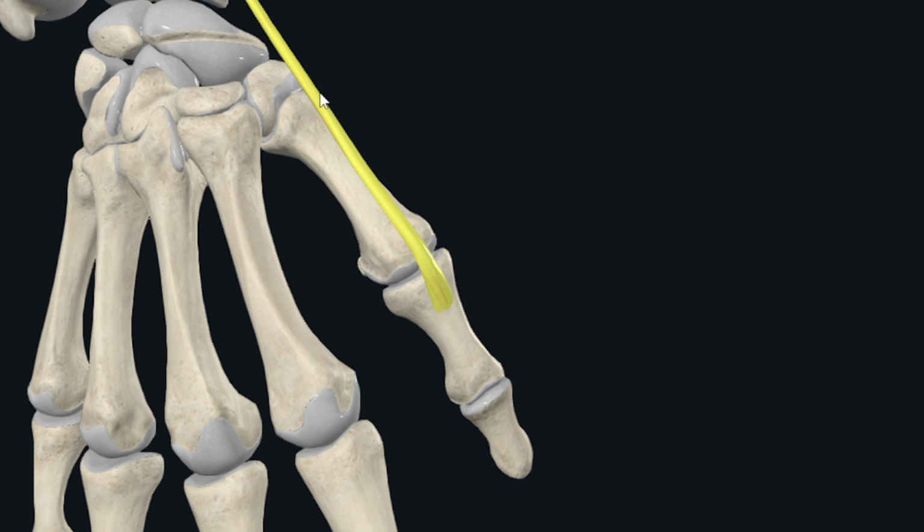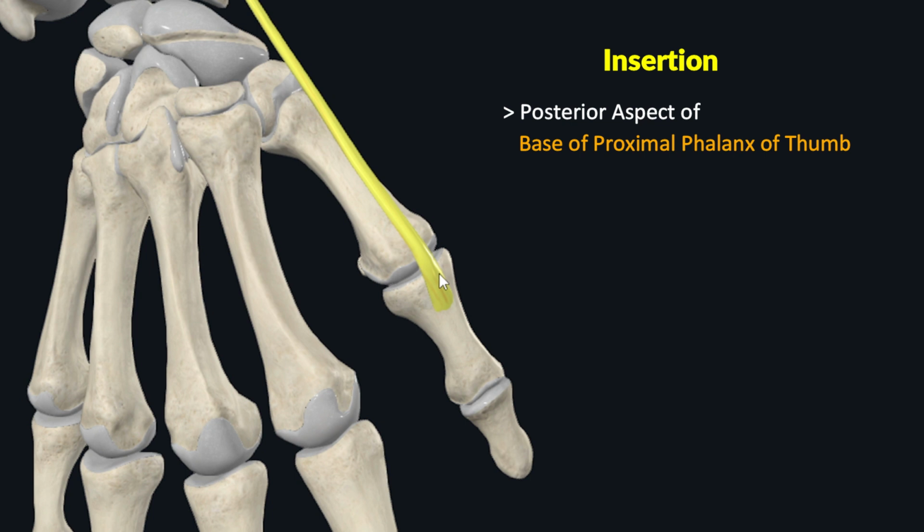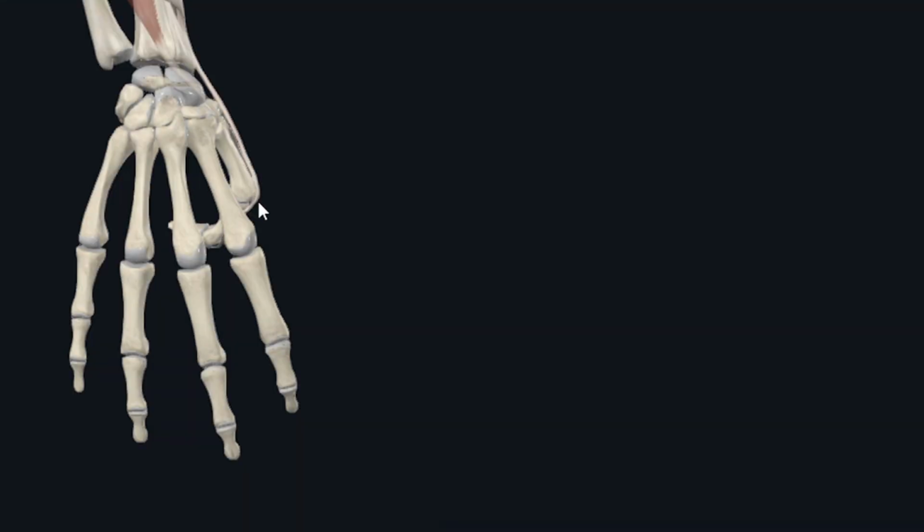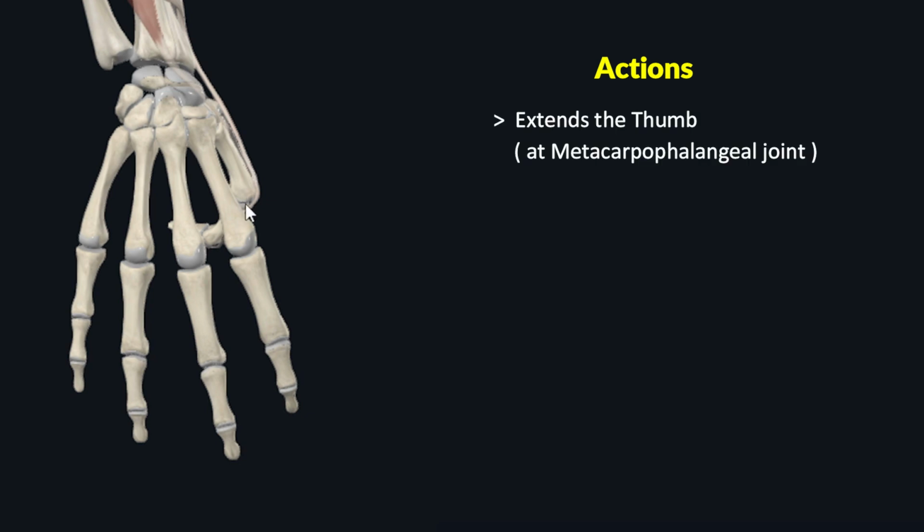And in the hand, this tendon runs inferiorly to insert onto the posterior aspect of the base of the proximal phalanx of the thumb, as you can see. So the action of this muscle is quite easy to memorize from the name of this muscle, the extensor pollicis brevis. The word extensor simply means that this muscle is an extensor, and the word pollicis is for the thumb. So simply this muscle extends the thumb at the metacarpophalangeal joint.